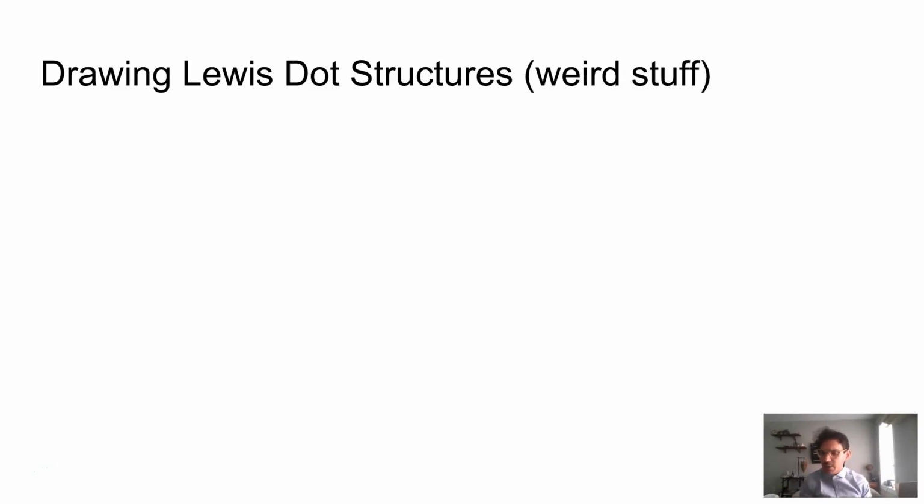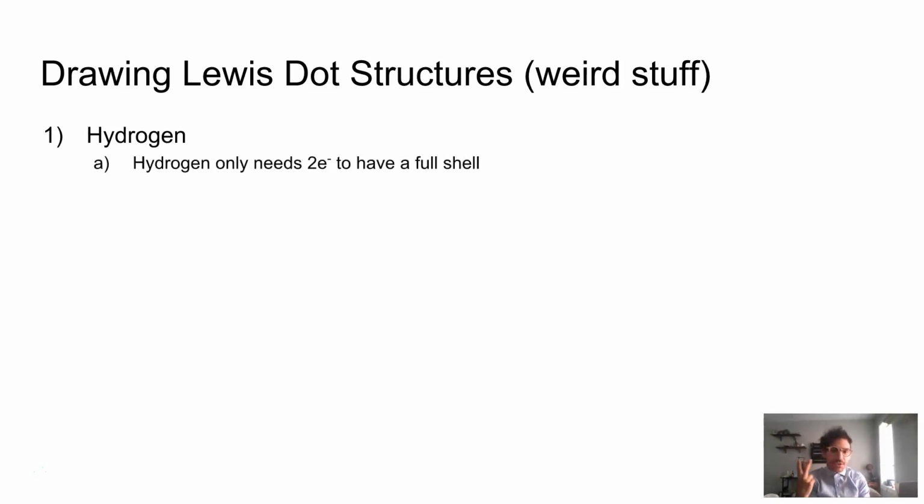Things can get a little bit weird though. As I said with hydrogen, it's never going to go in the middle. What you also know about hydrogen is it only needs 2 electrons to have a full shell. So that means hydrogen is only ever going to form 1 bond. It's never going to get lone pairs on it. Hydrogen's like, bam, give me a bond, I'm good to go.